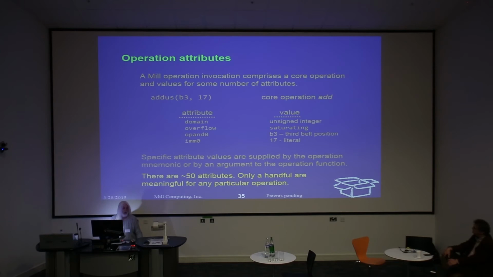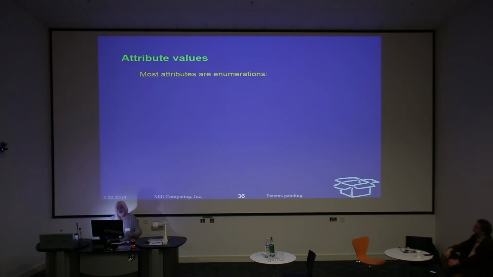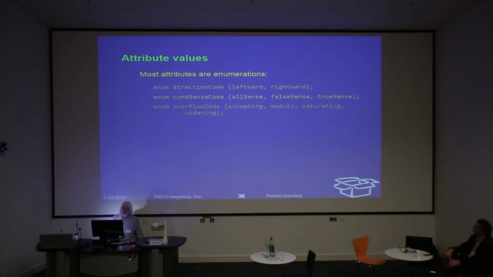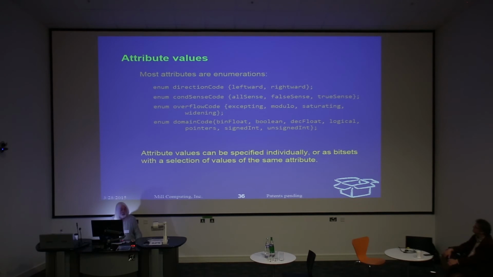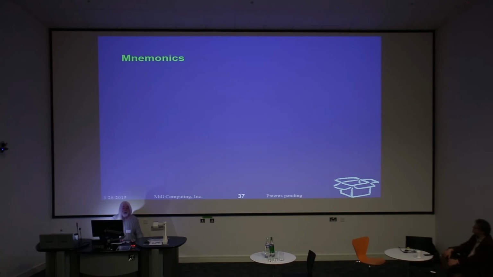There are roughly 50 attributes, but typically only a handful, 5 or 8 or something like that, are meaningful for any particular operation. Thus, you don't care whether it's branch true, branch false for an add, but the branch operations certainly care if it's branch true, branch false. Most of those values are enumerations: direction codes for shifts, conditional senses for branches, the overflow code I've already mentioned, domains. The specification specifies the attributes individually or as power sets of what is permitted or meaningful.